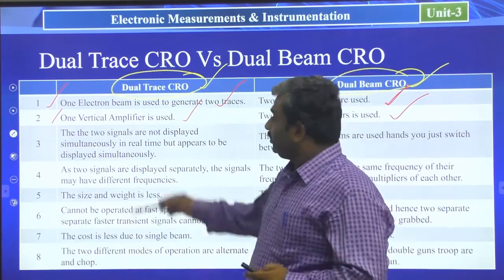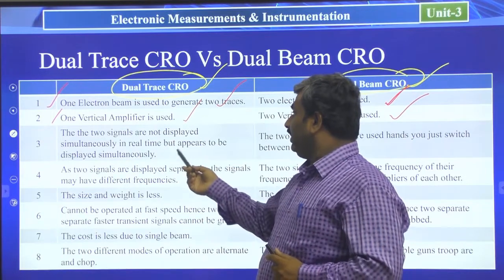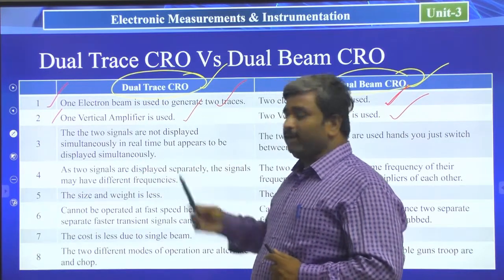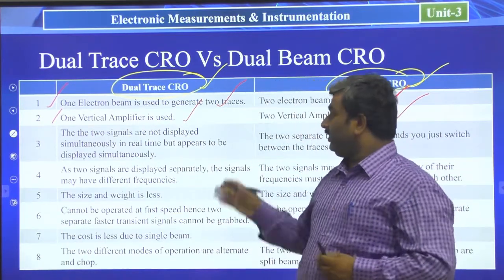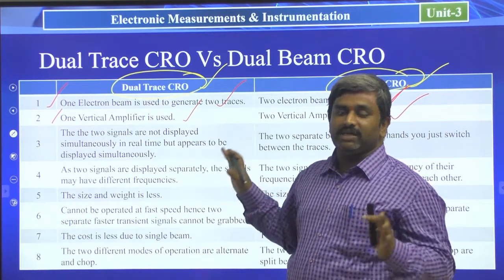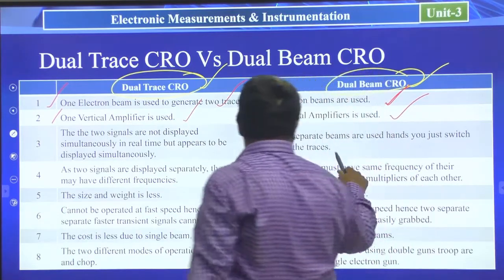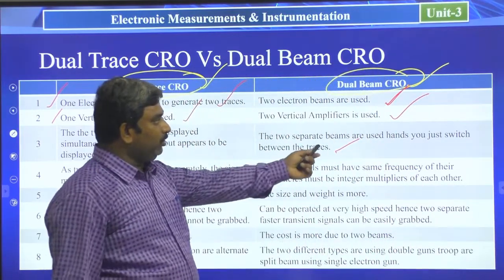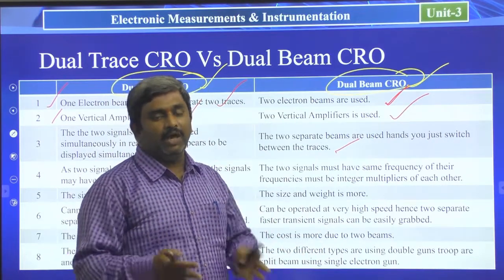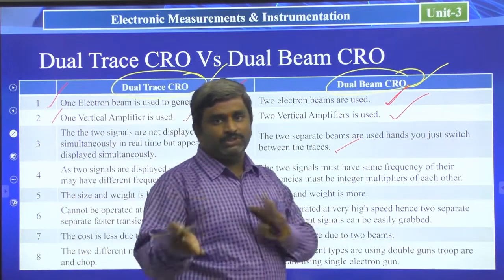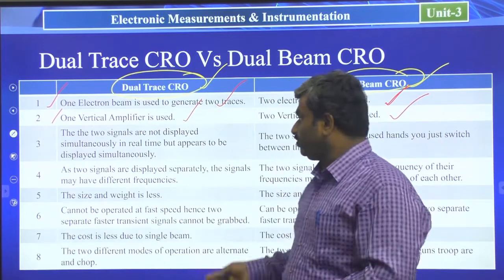The third one: in dual trace, the two signals are not displayed simultaneously in real time, but appear to be displayed simultaneously. Actually, in real time, two signals are not displayed at a time, but it seems as if two signals are represented simultaneously. In the dual beam CRO, two separate beams are used. You just switch the traces, and you can see both in real time. So it's not a big problem. Just switch channel 1 to channel 2. Otherwise you can see it in the dual mode of operation also.